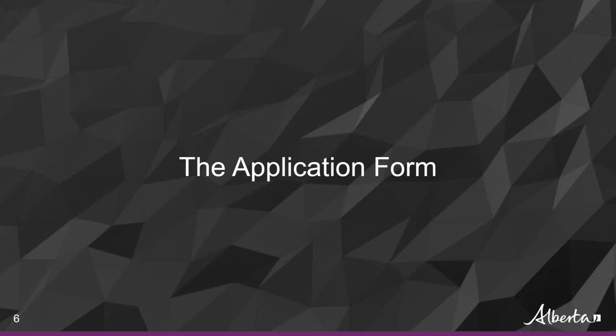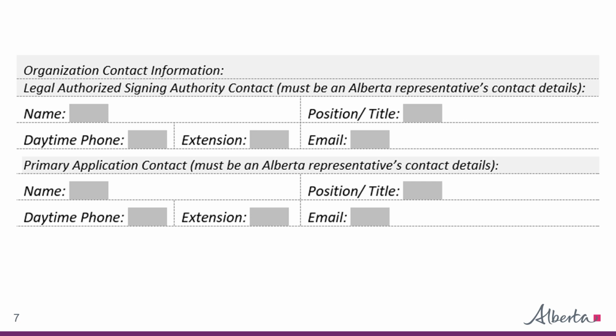Let's talk about the application form. This document can be found on the CHIP website for you to download. There are a few areas I would like to highlight in the next few slides. Section A of the application form asks for your organization's information. Please ensure that the signing authority contact and the primary applicant contact are two different individuals. Also, please ensure that the signing authority contact is the individual that signs the grant agreement.